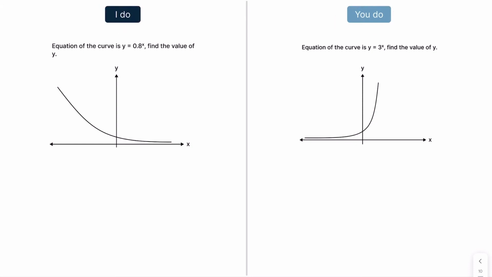You are then going to press pause and have a go at the example on the right. Now with this, it's quite straightforward. We've already gone through something like this. We can see that the graph crosses the y-axis. When it crosses the y-axis, x we know is 0.